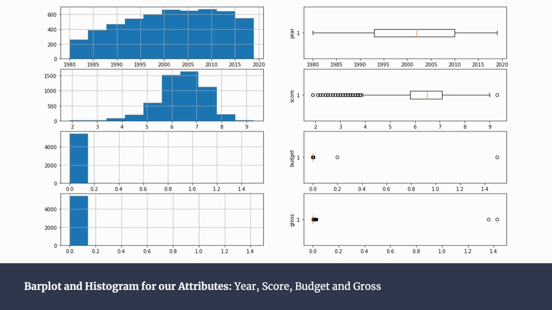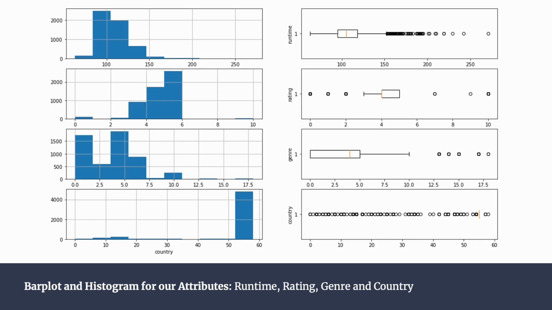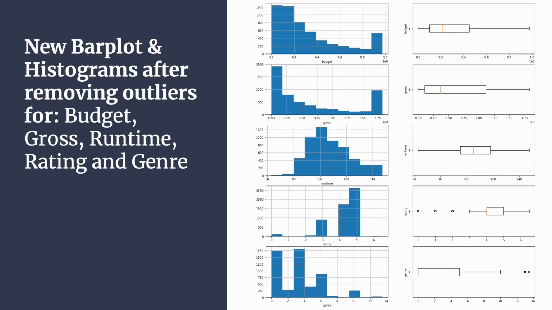Here are some bar plots for these attributes. As you can see, score, for example, has a lot of outliers, and budget and gross as well. We decided to deal with these with the interquartile method. And here you can see the graphs for runtime, rating, genre, and country. The only one of these attributes we decided not to do anything with was country, as it is not necessarily outliers, just countries that haven't produced as many movies or that have produced a lot of movies, like the United States. And here are new bar plots after removing the outliers with the method we used.